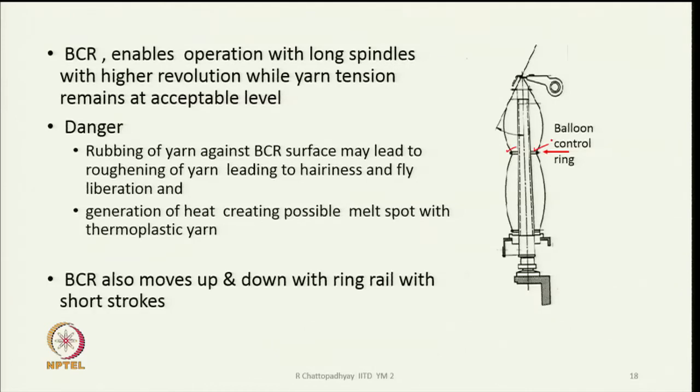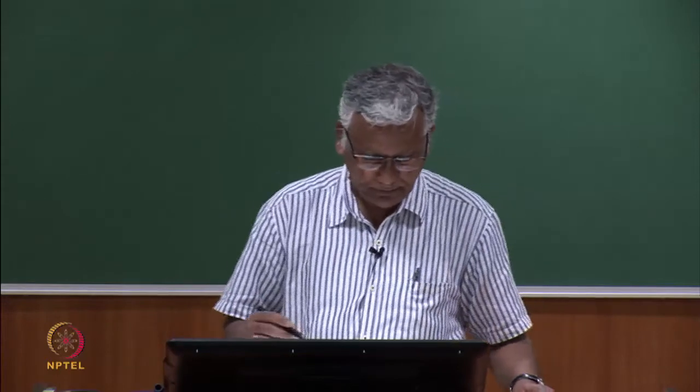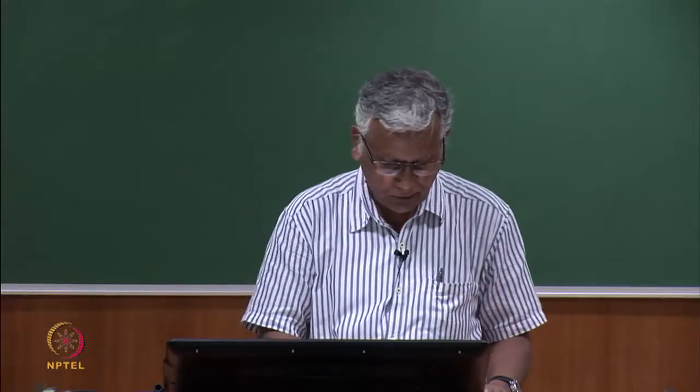So, as I have said, the ring rail moves up and down. Earlier we have seen the lappet guide also moves up and down, and the balloon control ring also moves up and down. So, they are all given some kind of movement, and we will discuss them in more detail while discussing winding. So, this also moves up and down with short strokes.